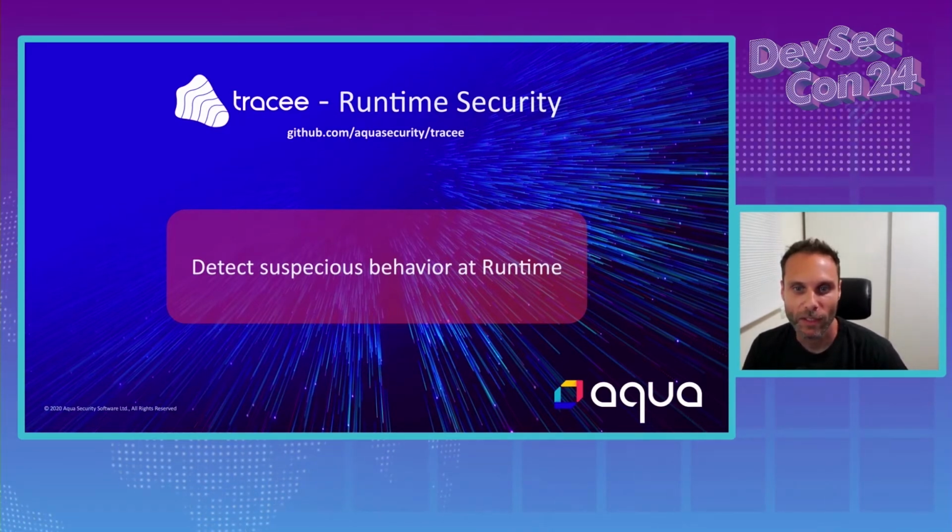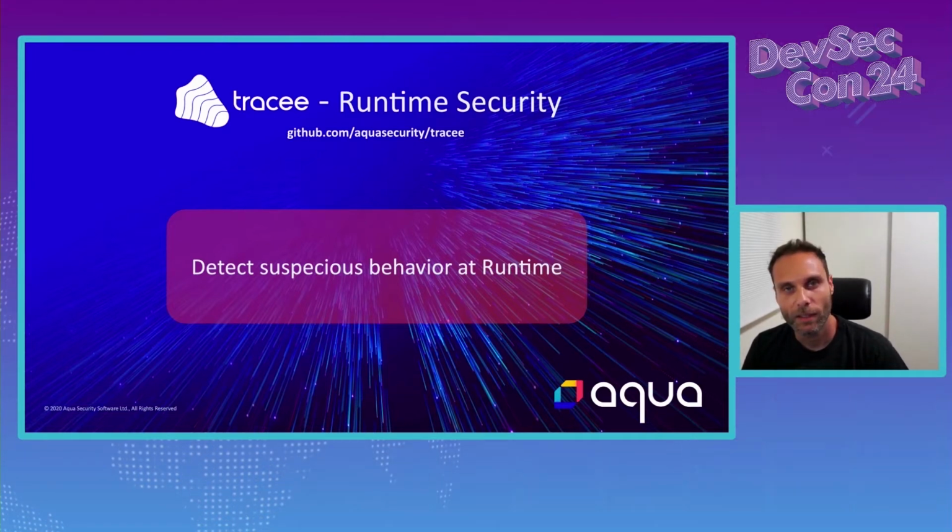So if you go to github.com/aquasecurity/Tracee, you can see everything about Tracee, how it works, what it tries to detect, and how. And throughout this talk, I'm going to introduce you to this tool, and specifically how this tool leverages eBPF and OPA in order to achieve runtime security.